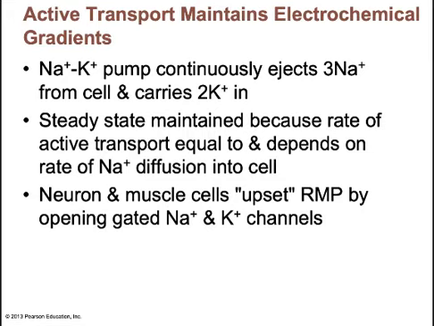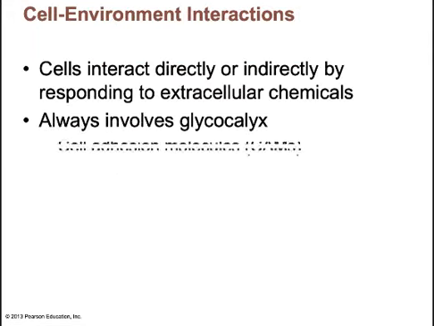Neurons and muscle cells, which are excitable cells, change this resting membrane potential by opening voltage or ligand-gated sodium and potassium channels, and that results in an electrical signal called a depolarizing wave that can propagate through the cell and serve as a signal for the cell to do something.